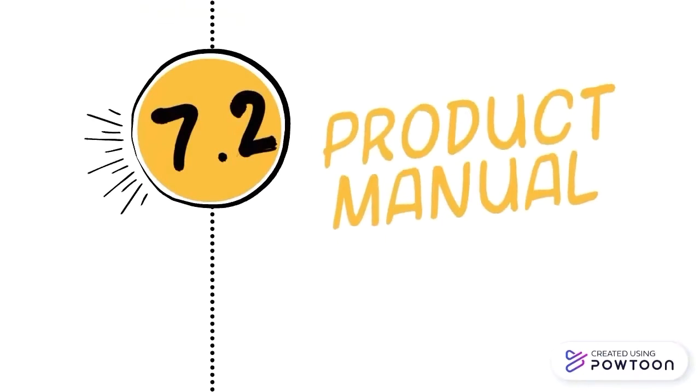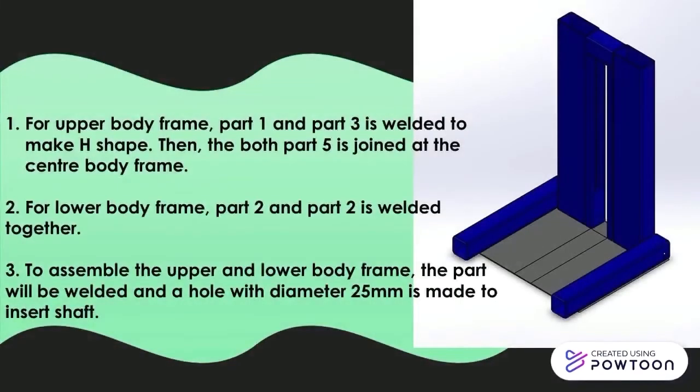Product manual. For upper body frame, part 1 and part 5 are welded to make an H shape. Then, both part 5 are joined at the center of the body frame. For lower body frame, part 2 and part 2 are welded together. To assemble the upper and lower body frame, the parts will be welded and a hole with diameter 25mm is made to insert a shaft.